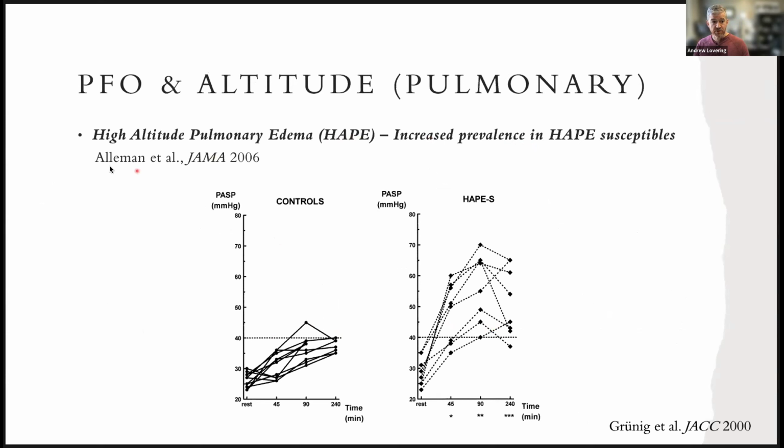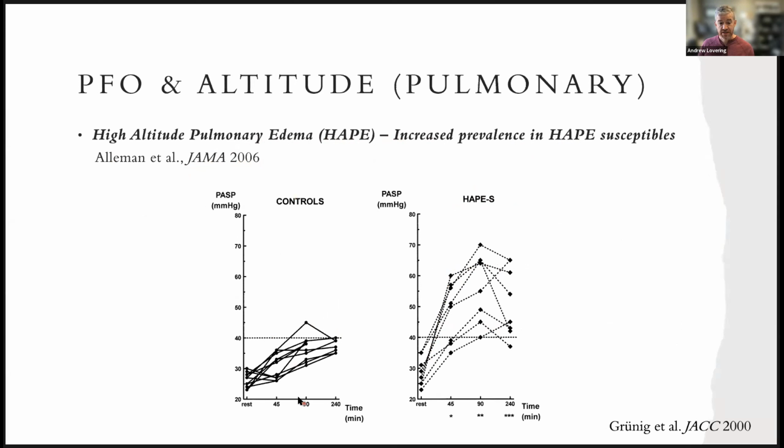And this was first reported by Alleman in JAMA in 2006. What they found in these individuals is a higher prevalence of PFO in those individuals who are HAPE susceptible. And one of the hallmark responses of individuals who are HAPE susceptible is an exaggerated hypoxic pulmonary vasoconstriction that you can see here.